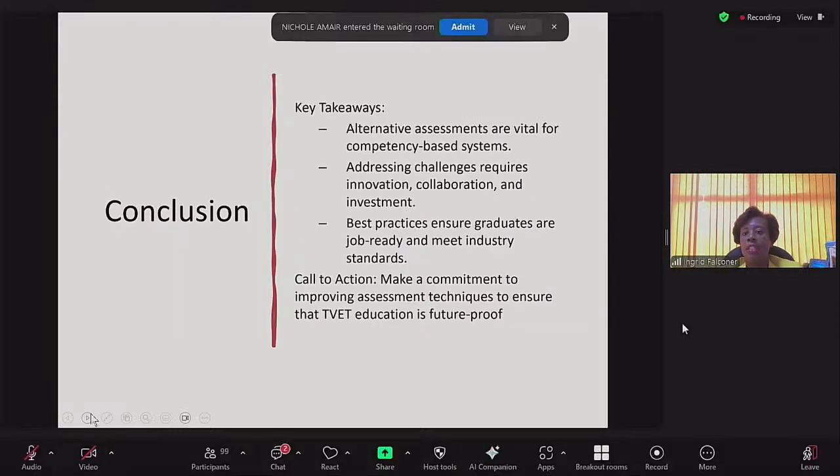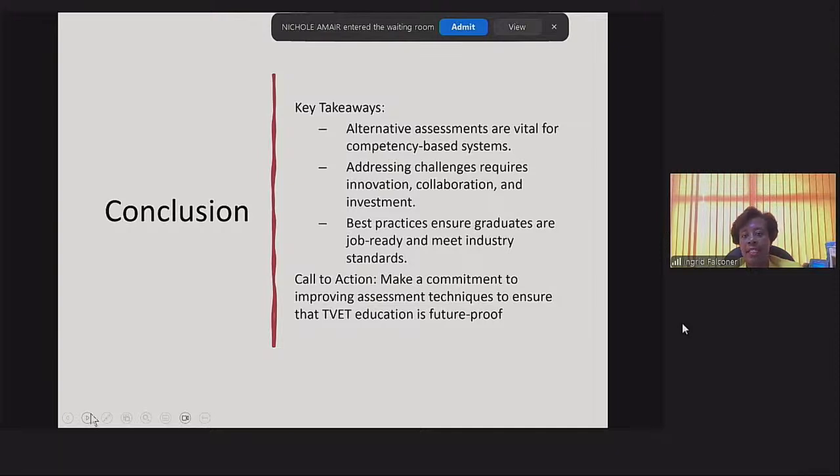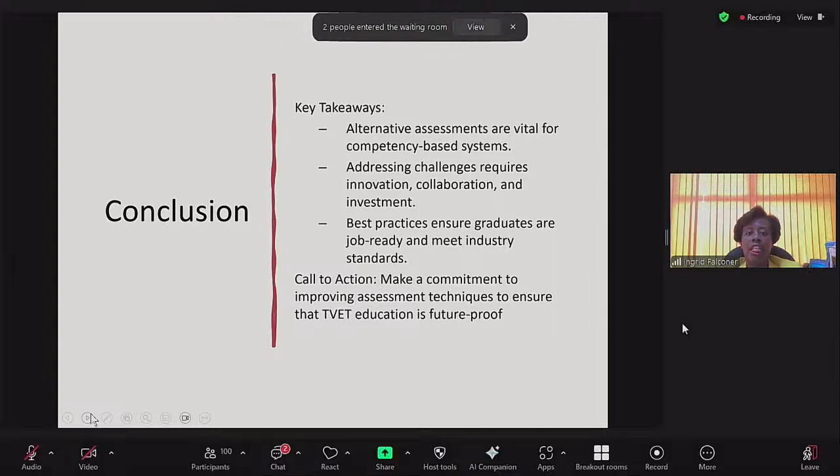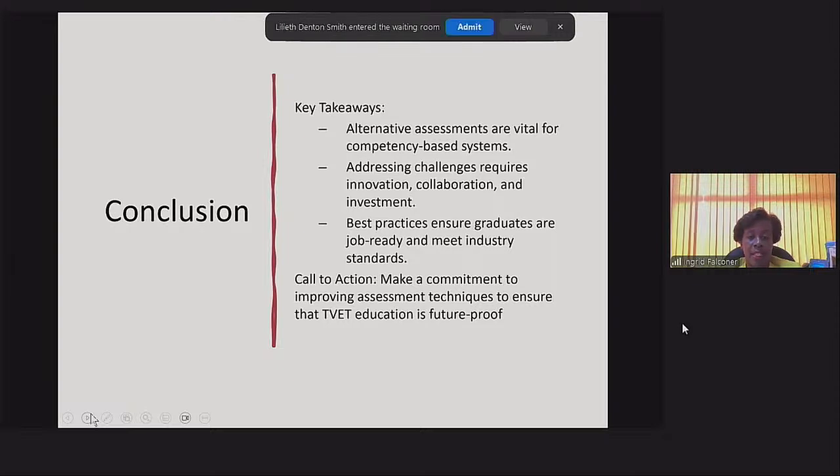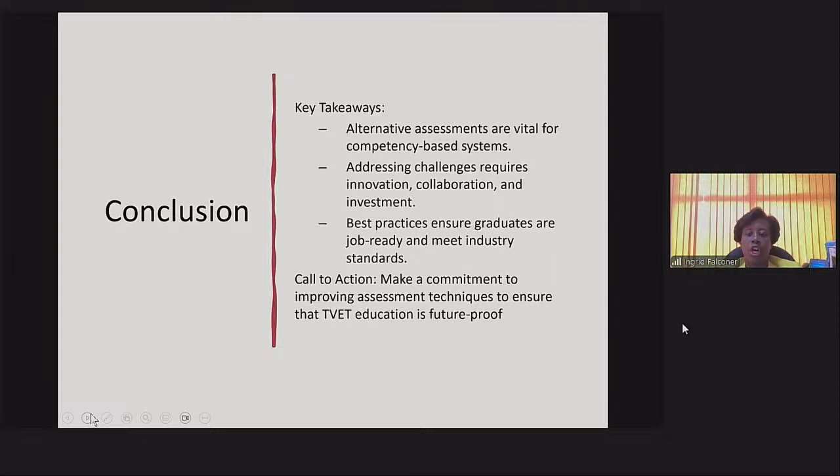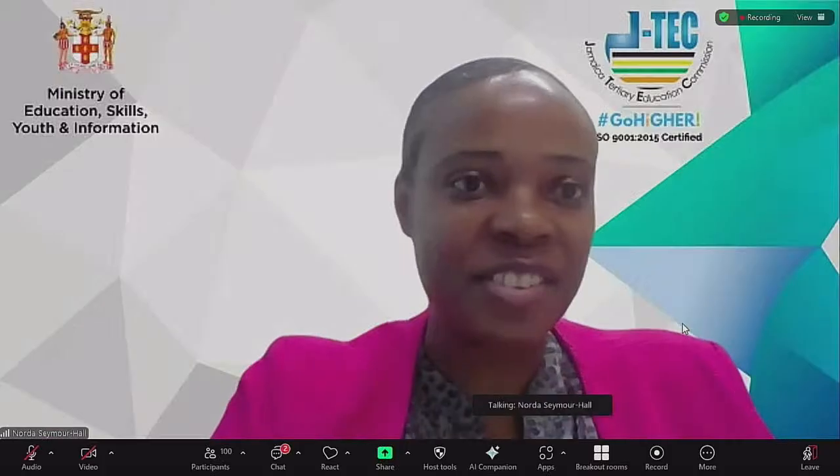Conclusion, key takeaways. Alternate assessments are vital for competency-based systems. Addressing challenges requires innovation, collaboration, and investment to address this situation. Best practices ensure graduates are job ready and meet industry standard. So, call to action, what we need to do is make a commitment to improving assessment techniques to ensure that TVET education is future-proof. And that's my look at TVET alternative assessment, sorry. Thank you so much, Ms.